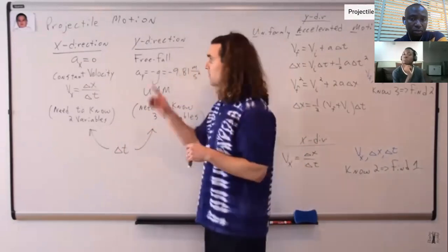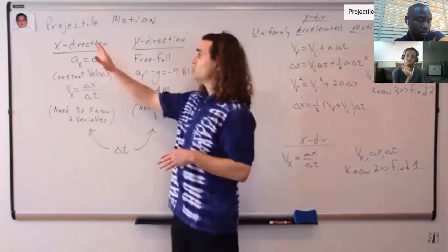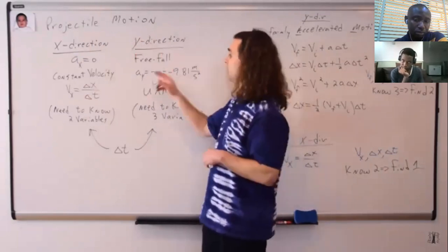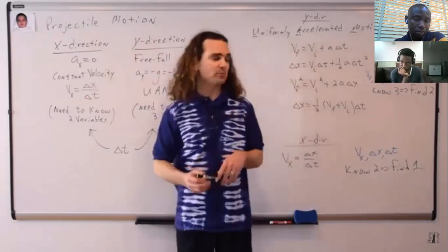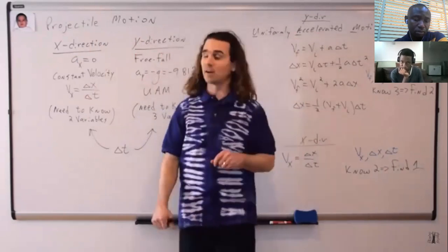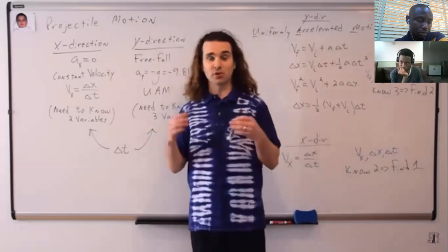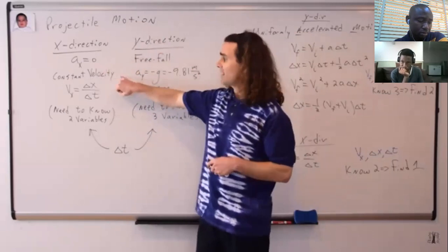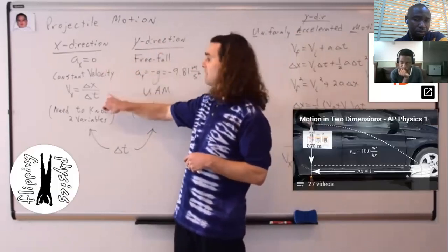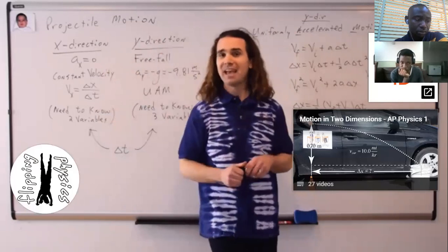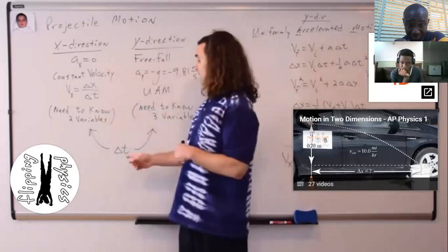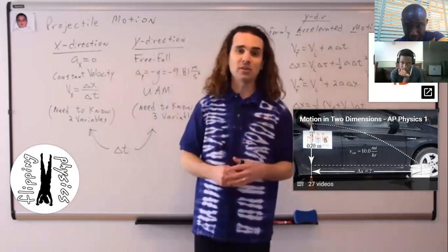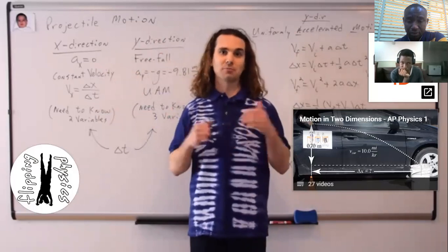Let's do a quick review. When you have a projectile motion problem, you need to list what you know in the x direction and the y direction separately. In the y direction, it's an object in free fall, therefore the acceleration in the y direction is negative 9.81 meters per second squared. Therefore, you can use the UAM equations, and you need to know 3 variables in order to solve in the y direction. In the x direction, there is no acceleration, so the object's moving at a constant velocity. Therefore, you can use the equation for a constant velocity, and you only need to know 2 variables in the x direction to solve the equation. And the change in time is a scalar, therefore independent of direction. And that is generally what you're going to solve for in projectile motion.